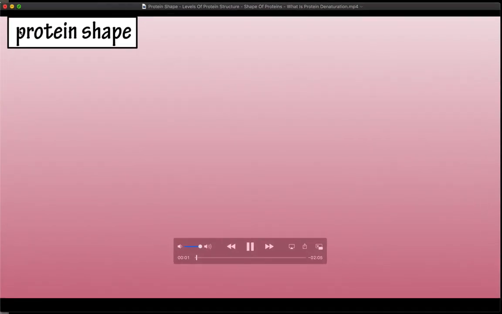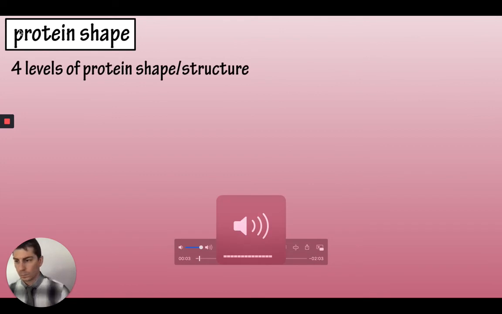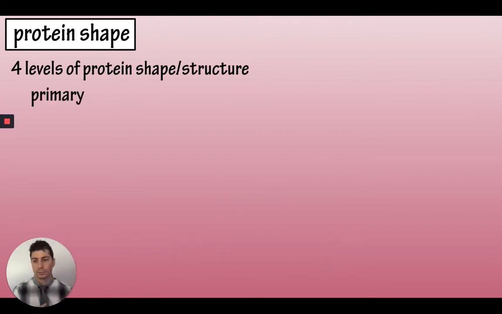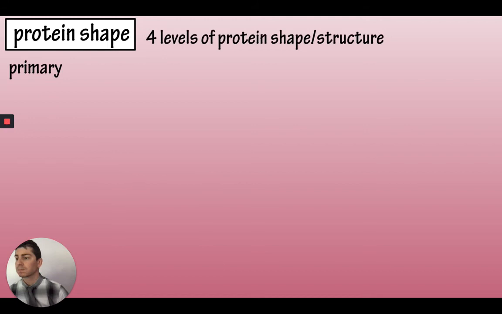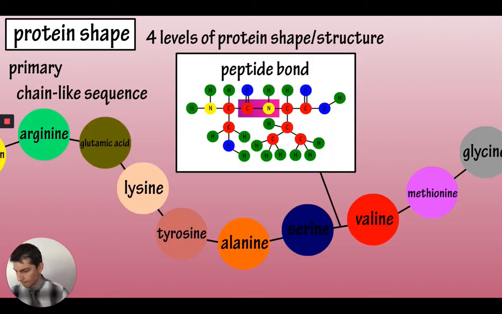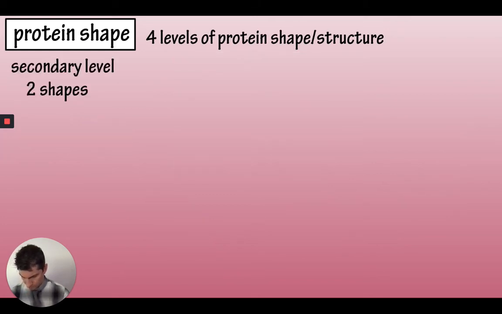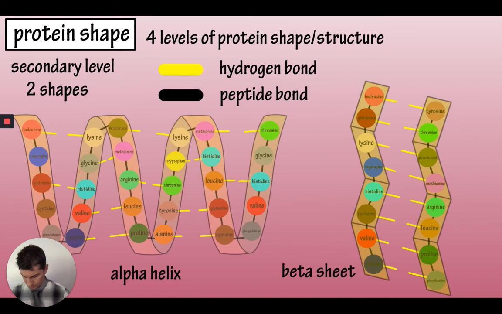The shape of proteins. There are 4 different levels of protein structure or protein shape: primary, secondary, tertiary, or the 3rd level, and quaternary, or the 4th level. The primary or 1st level of protein structure is a chain-like or linear sequence of amino acids joined by peptide bonds, as you can see here. The secondary or 2nd level has 2 shapes: an alpha helix or coil-like formation, or a folded pattern called a beta sheet. In both of these structures, hydrogen bonds between the R groups of the amino acids stabilize the shape of the protein.